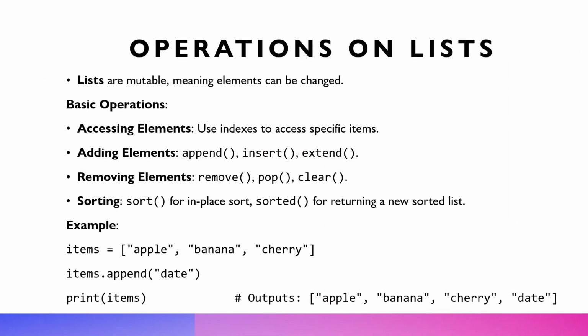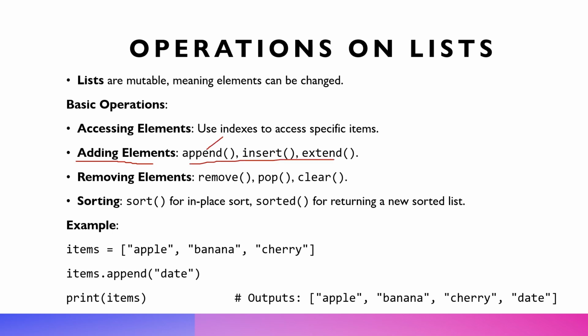Lists in Python are mutable, meaning elements can be changed or modified in the list. A list allows us to store multiple items in a single variable. Some basic operations on lists include accessing elements, adding, removing, and sorting elements. Accessing elements in a list is the same as how we accessed elements in a string. By using indexing, we can access specific items. Adding elements in the list can be done by using these three methods.